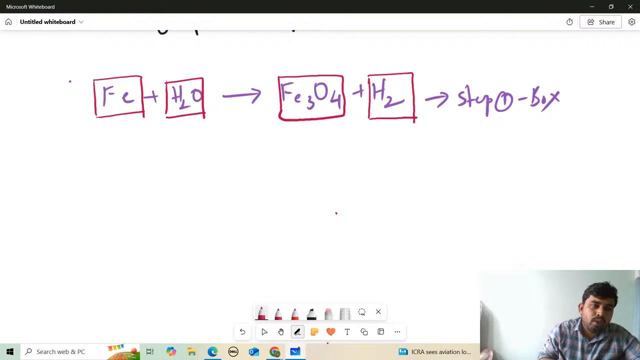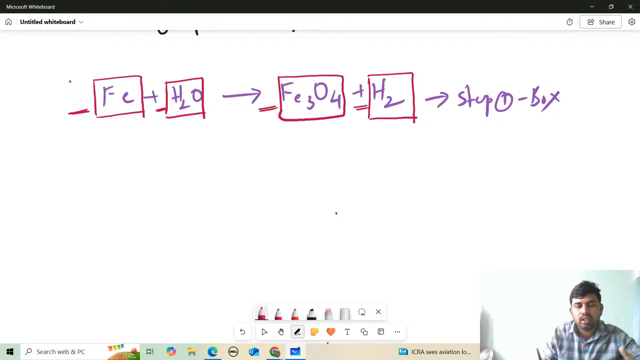Then where should you change the numbers? These places before the formula are called the coefficient places. Here we write whatever number we need while balancing. Okay, now see, I want to balance here. So this is the first step.